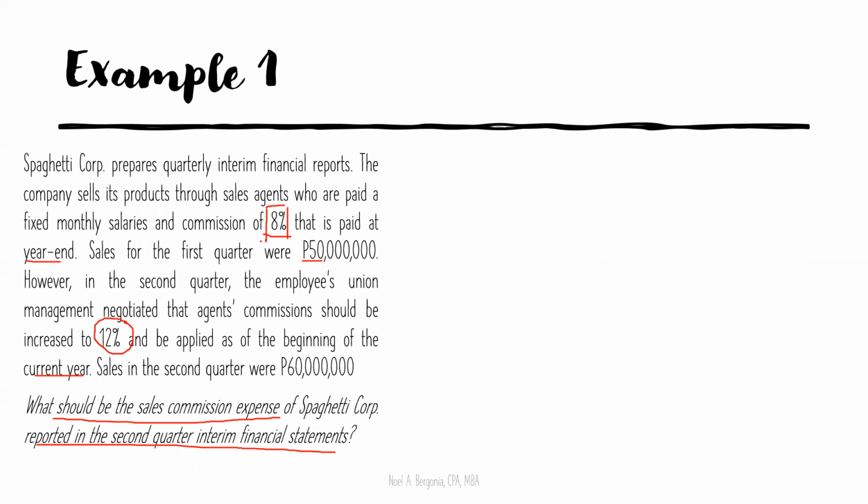So meaning parang in the first quarter, it was being assumed 8% kasi yun po yung sinimulan nila, 8%, okay, for the commissions. But again, going to the second quarter, then what happened is it's becoming 12% already. So what will happen later in the commission expense? So let's find out. Okay, so sales in the second quarter is 60 million. Okay, so in the first quarter, tignan muna natin yung first quarter bago tayo tumungo sa second quarter. So in the first quarter, since we have 50 million sales there, it is already important for us to really record the sales commission expense related to that quarter, which is the 8%.